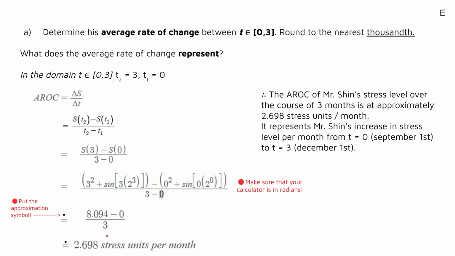We have to make sure that we use the approximation symbol because we're working with decimals here. And another thing to think about is whether your calculator should be in radians or degrees. Radians, because we're working with trig functions such as sine. So therefore, the AROC of Mr. Shin's stress level over the course of 3 months is approximately 2.698 stress units per month.